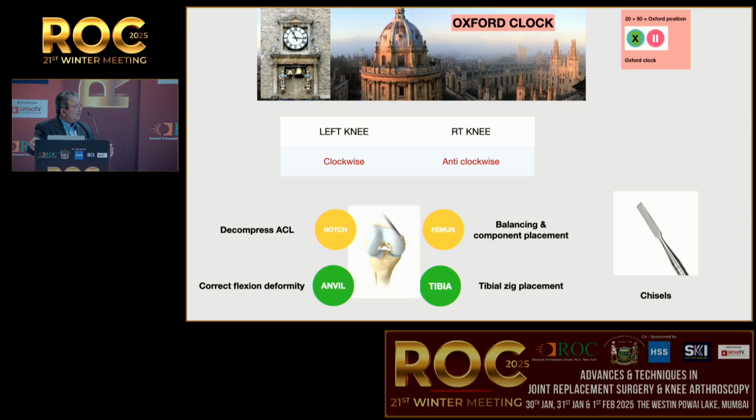The easy way is to remember an Oxford clock. You can go clockwise or anti-clockwise, but you have to remove 2 bones from the femur and 2 bones from the tibia. We will talk about this in a workshop.